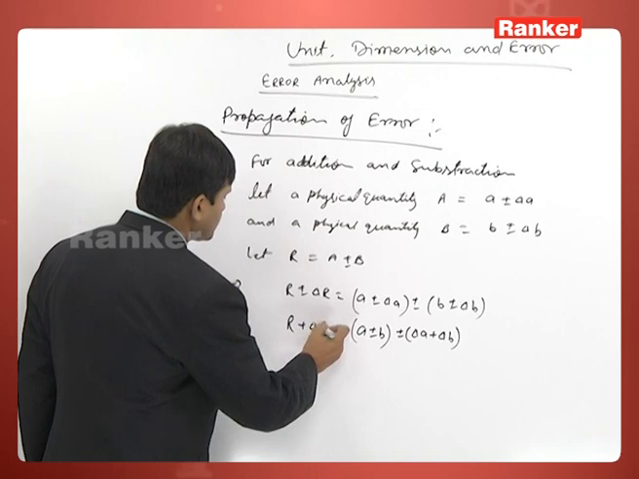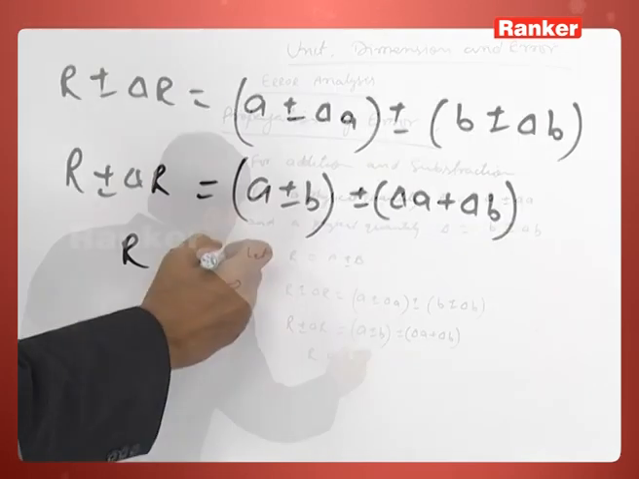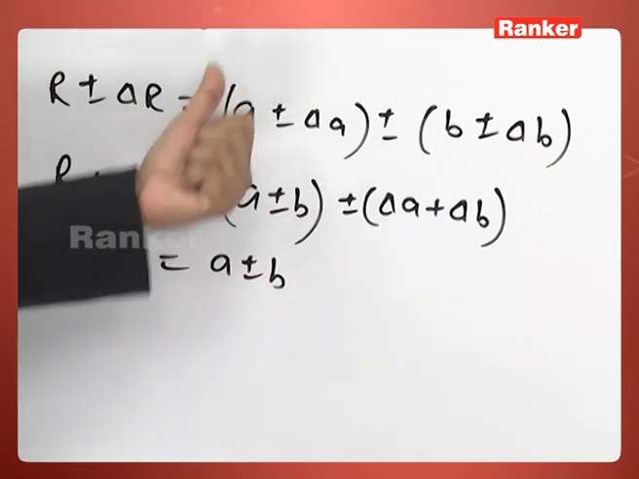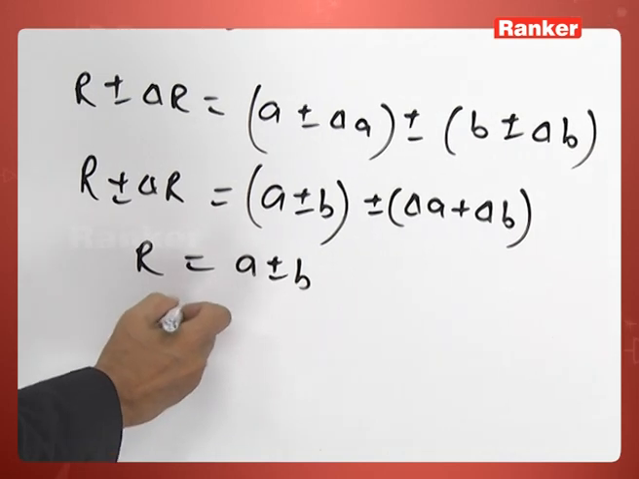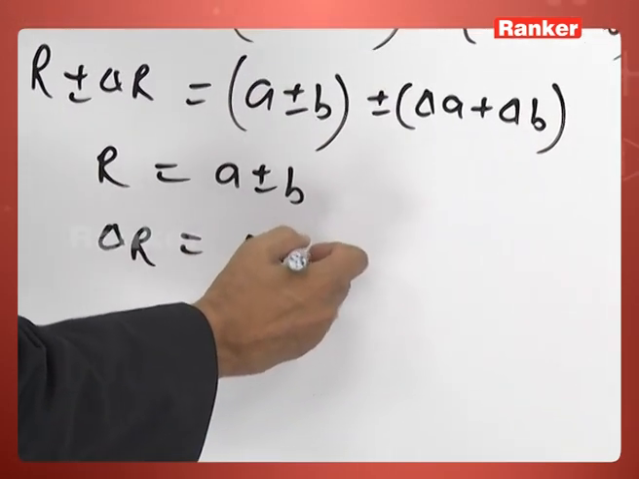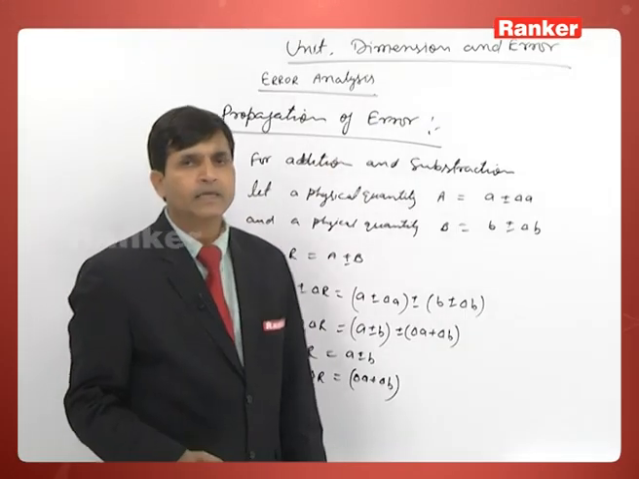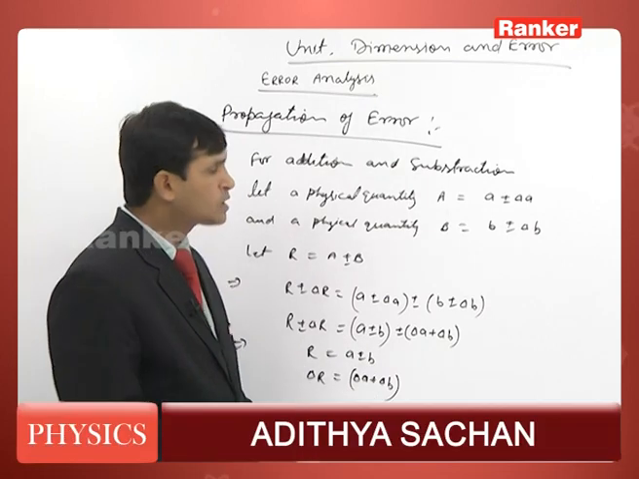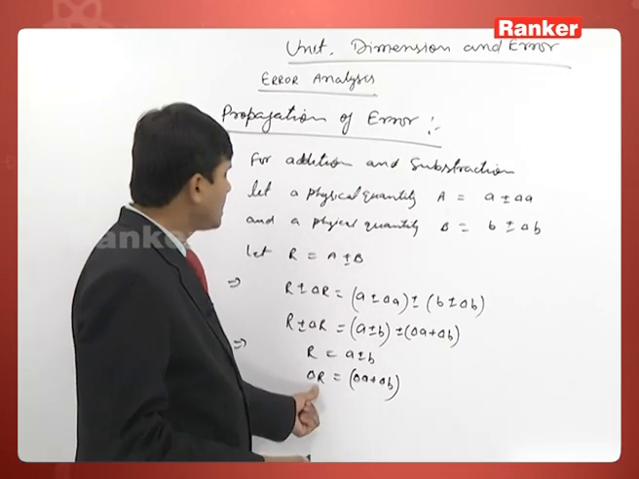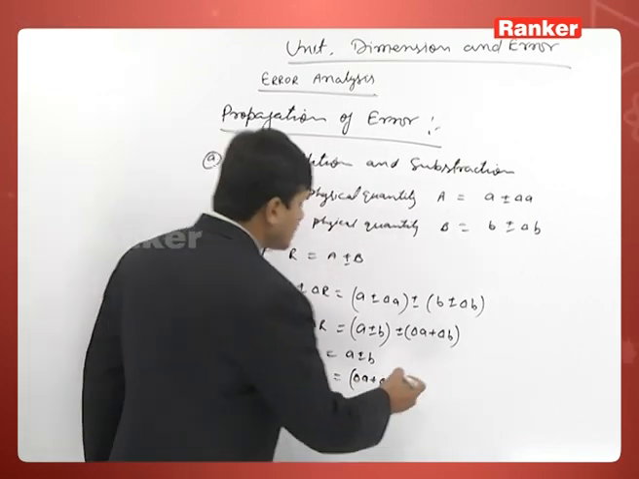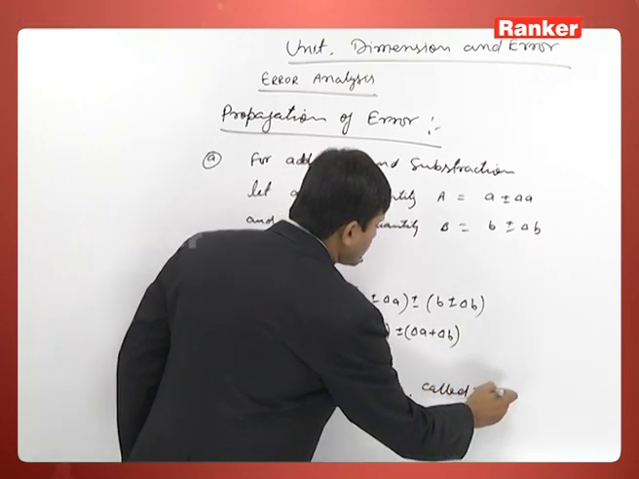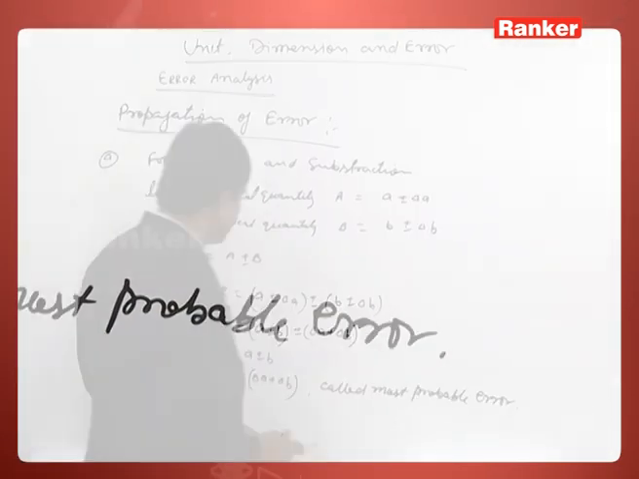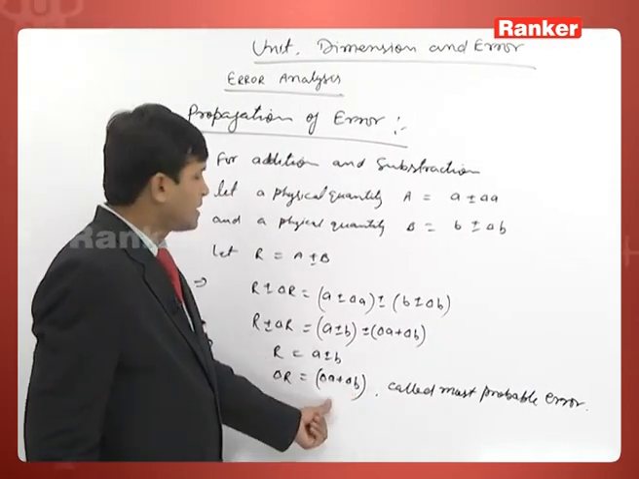So, the value of R will be A plus minus B. As we are doing addition, we will write A plus B. If we have to subtract, A minus B, but the error in R is always taken as the sum of the errors, delta A plus delta B. So, that is called the error in the calculation of R, and that is also called the most possible error or most probable error.